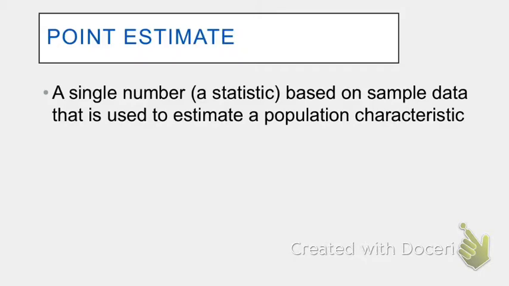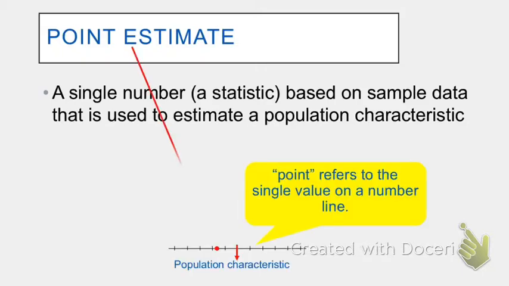So let's say that I took a sample of 100 candies and I found that 10 of them are blue. What would my point estimate be? 0.1. And I would estimate that that is also my population proportion. So the point refers to a single value on the number line.